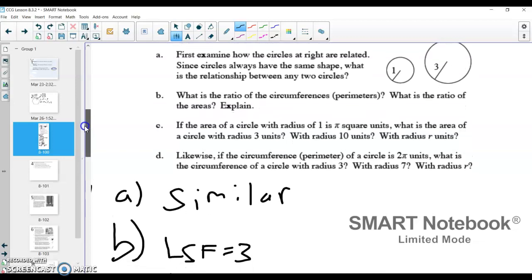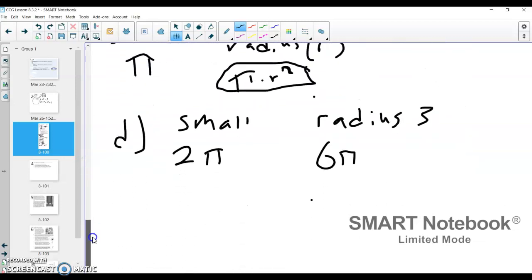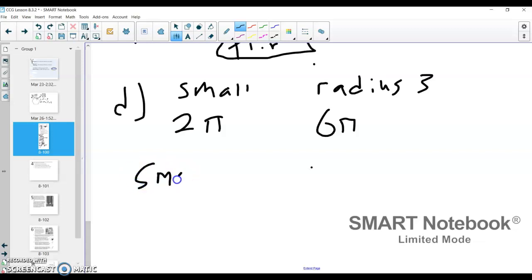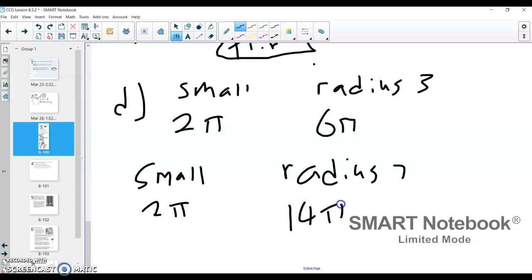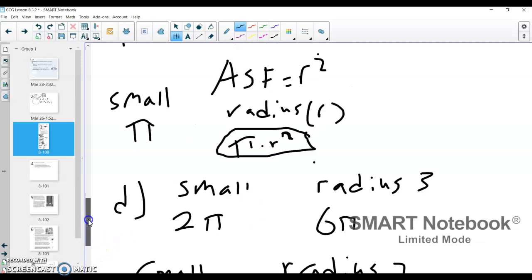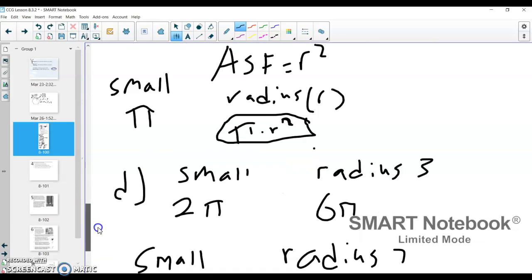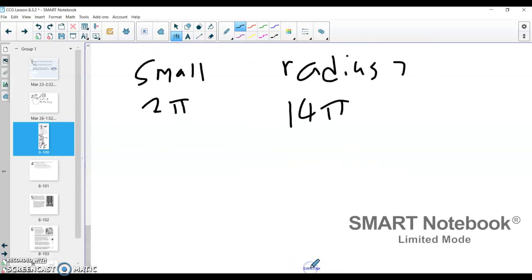If we go up and it says, well, what about with a radius 7? Well, the small one again was 2 pi. So if we have radius 7, that radius is 7 times bigger, linear scale factor is 7, and so then the circumference of our bigger one, our radius 7 one, would be 14 pi. And lastly, if it was radius r, I think I'm going to run out of time, so I'll continue it in the next video, and we'll move on to problem 8101.